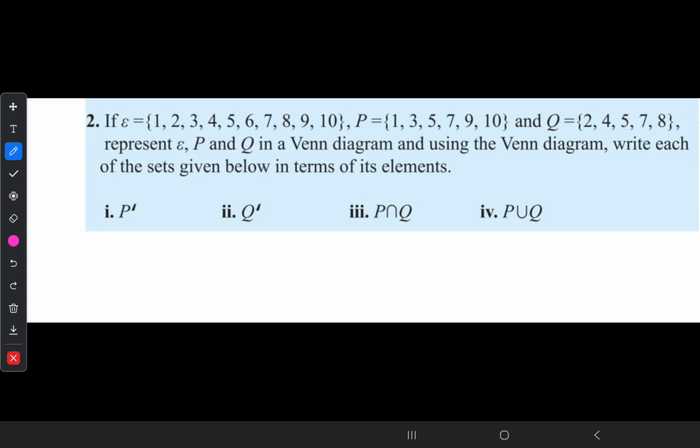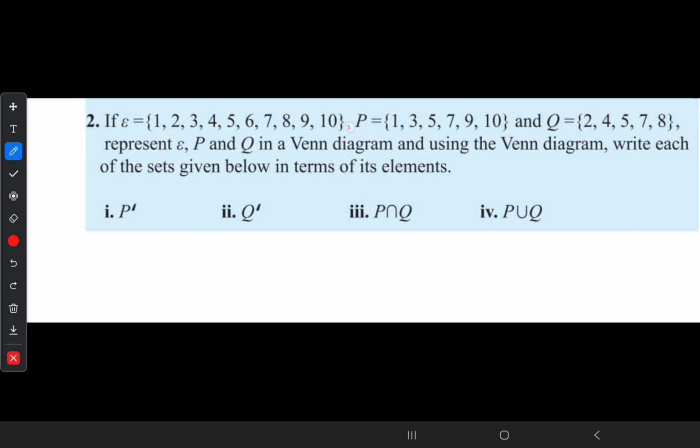In this question, the universal set consists of the counting numbers from 1 to 10. P is a set which includes 1, 3, 5 and some other numbers. Q also includes a set of numbers. Represent P and Q in a Venn diagram. Before that, let's analyze what type it is: disjoint sets, or there should be an intersection or subset. There are several types, but no equal sets.